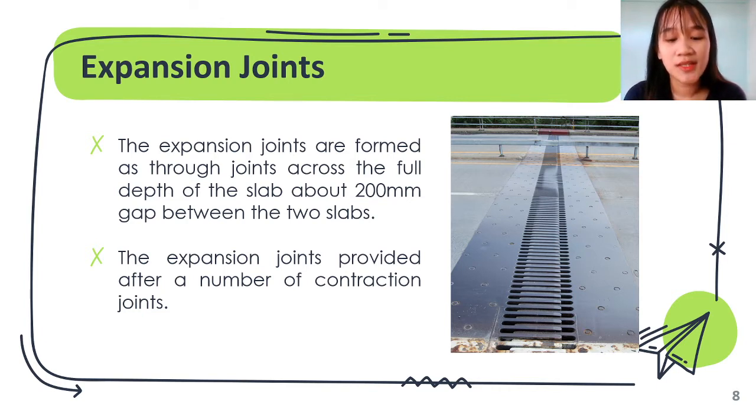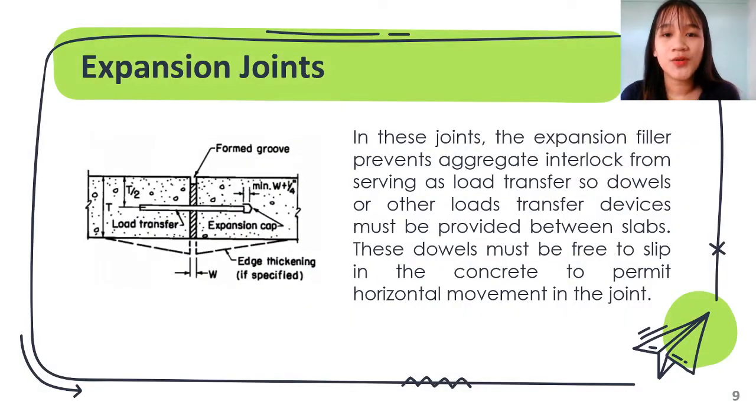In order to strengthen this section and to provide load transfer across the expansion joint, suitable dowel bars are designed and installed during construction. In this joint, the expansion filler prevents aggregate interlock from serving as load transfer. So dowels or other load transfer devices must be provided between slabs. These dowels must be free to slip in the concrete to permit horizontal movement in the joint.